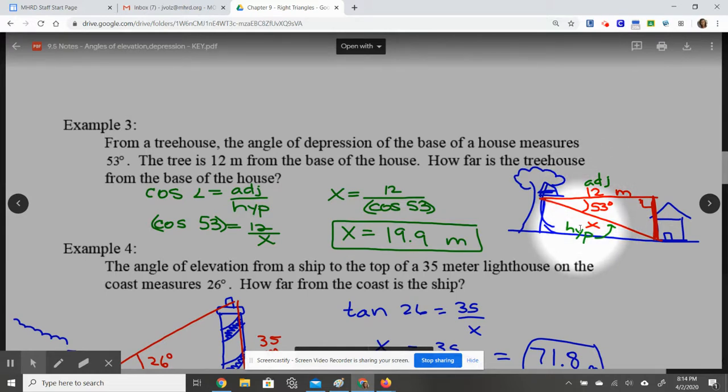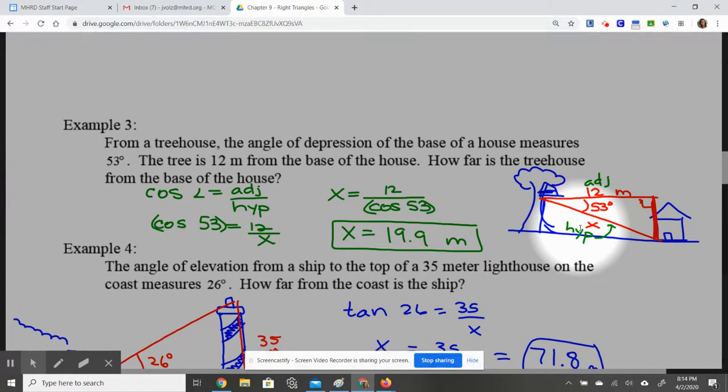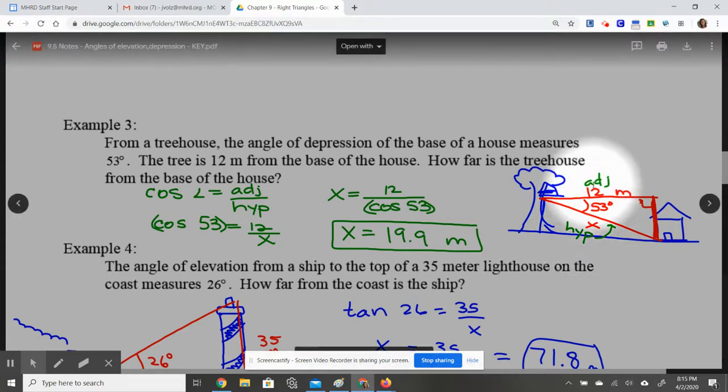Identifying the parts that you have and that you're looking for, that is the key to using trig functions. If you can identify them, whether they are hypotenuse, adjacent, or opposite, then the combination of what you have and what you're looking for can always tell you which trig function to use. So A and H, that's cosine. Cosine is adjacent over hypotenuse, CAH.